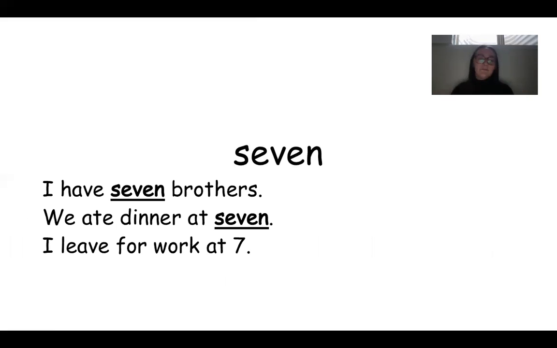Seven, it's another number. So I have seven brothers. We ate dinner at seven. I leave for work at seven. So this is the way that we write it, right? But then we write it out in English as seven, because that's how we say the number.